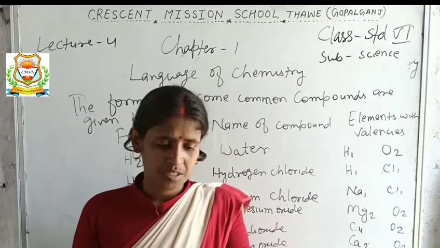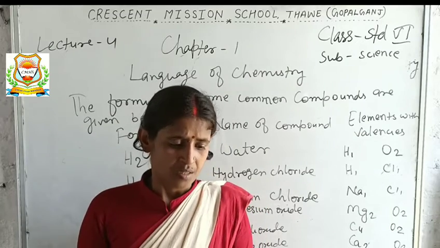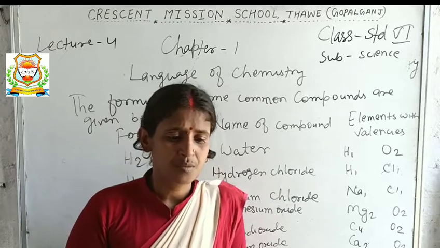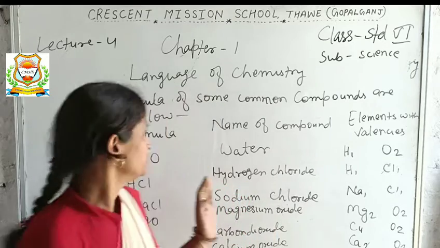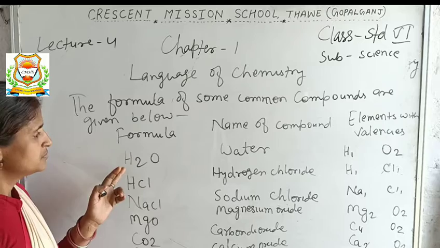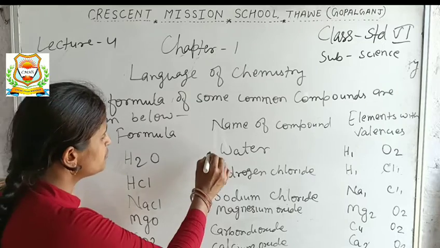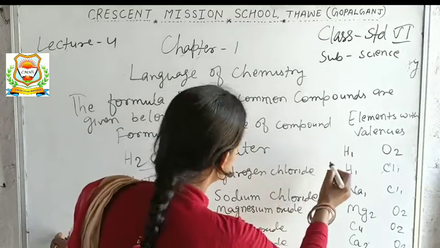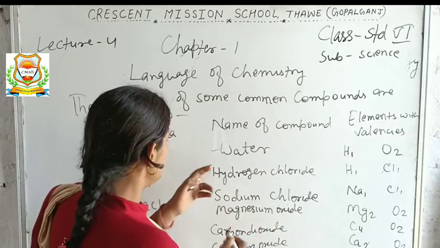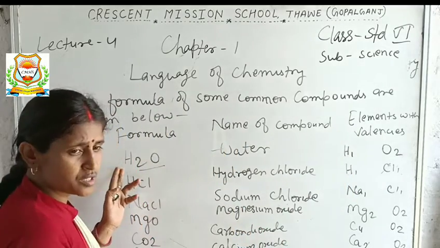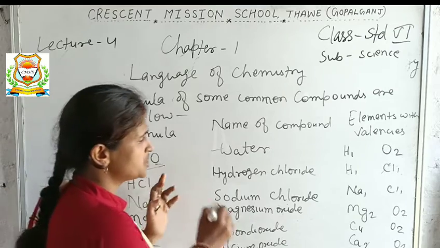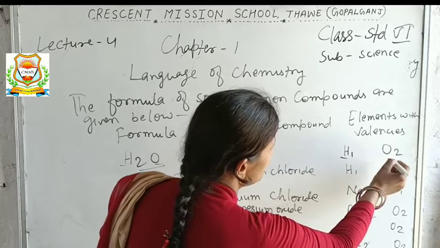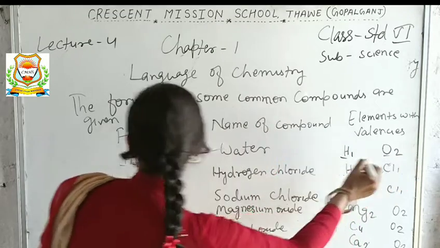In the previous video we learned something about valency. In this video the formulas of some common compounds are given. First of all, H2O. The formula of water is H2O, and the elements with their valencies have been given in this table. In the formula of water, hydrogen H and oxygen O and their valencies are given. The valency of hydrogen is 1 and the valency of oxygen is 2.